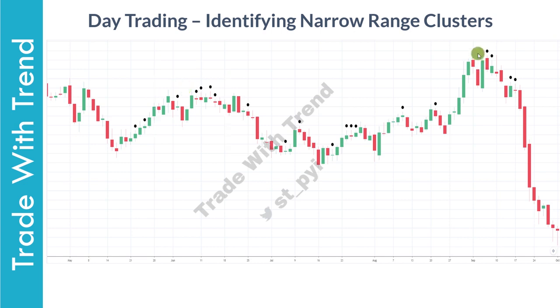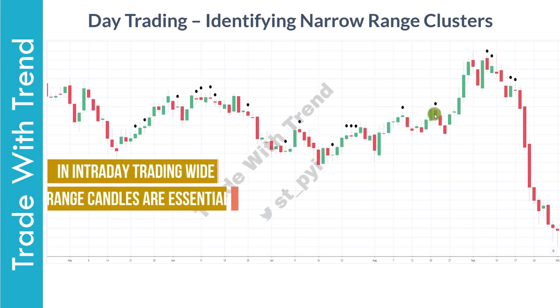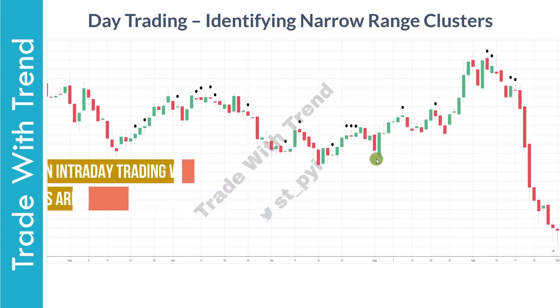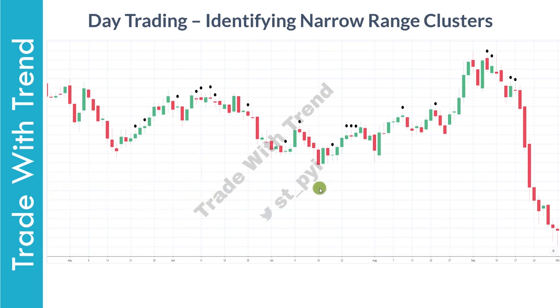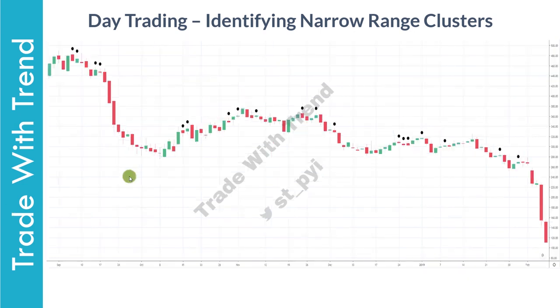Second valid narrow range cluster is in this region that I've marked, and similarly third valid cluster is in this region. The one common thing that you can spot right away is the amount of wide range candles post the clusters that are clearly visible on the chart. This is what is required in intraday trading as we are playing for range expansion in the direction of price move. I hope this aspect is clear. Let us look at one more example to identify narrow range clusters correctly.